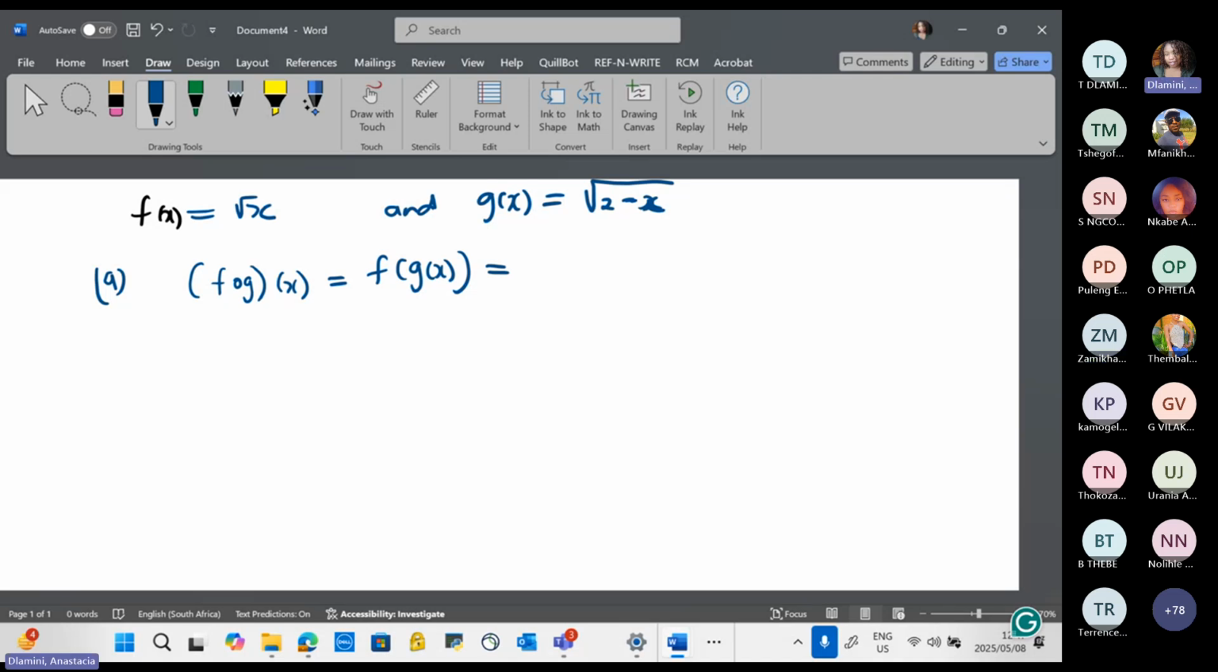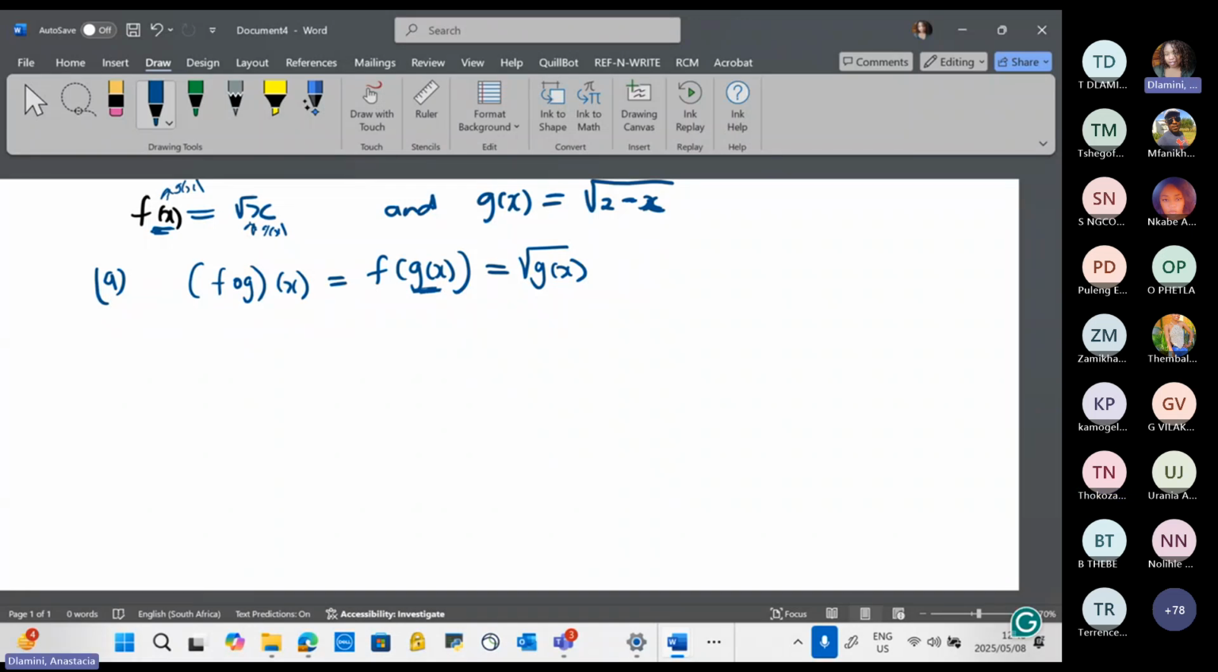So it will be the square root of what? According to this, the square root of g of x. So meaning that wherever we see f, we remove x and put g of x in there. That's what they are saying. So let's do that. This will be the square root of g of x.